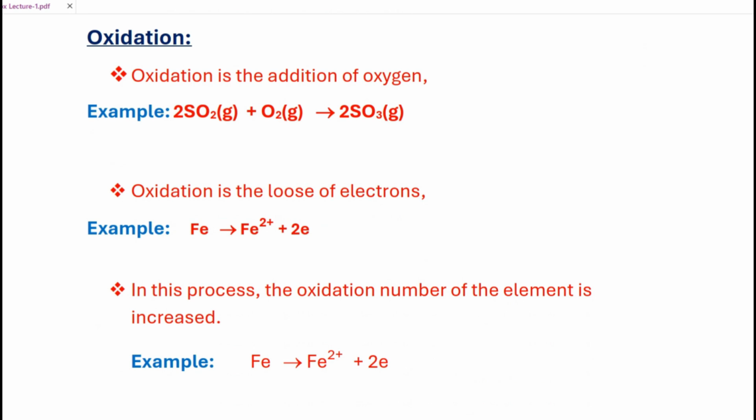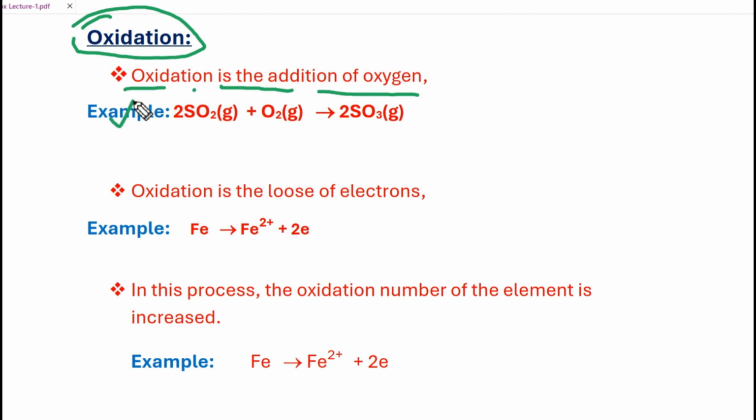Now we will know what is oxidation. Oxidation is the addition of oxygen. If oxygen is added to a substance, that process is known as oxidation.